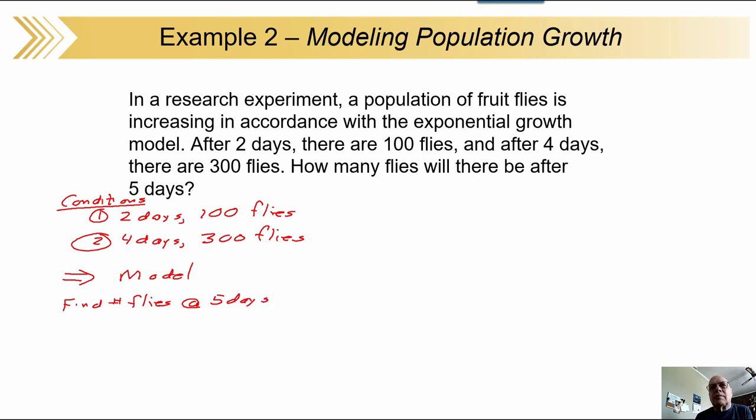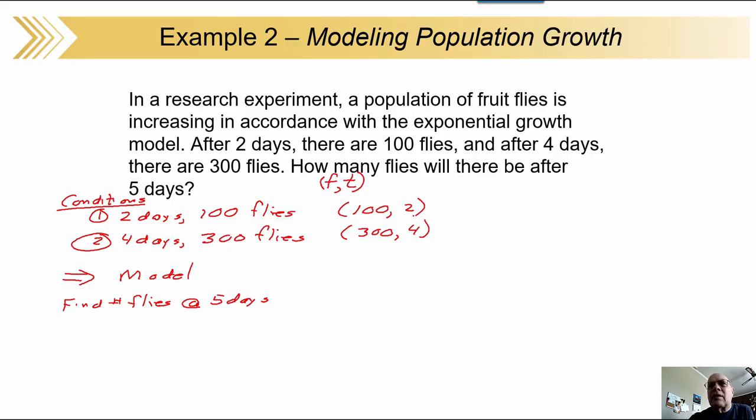Okay, first of all, we've got two sets of conditions. We're going to switch those around because the days determines how many flies there are. So what we're going to do is put flies first, number of flies, and time second. So we've got 100 flies after 2 days, and we've got 300 flies after 4 days. So how do we use that?